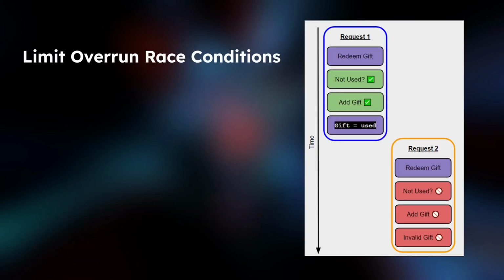We'll start by talking about the tried and true example, which is limit overrun race conditions. I don't totally understand why they're called limit overrun. I think I get it, but it's kind of complicated to me why they're called that.